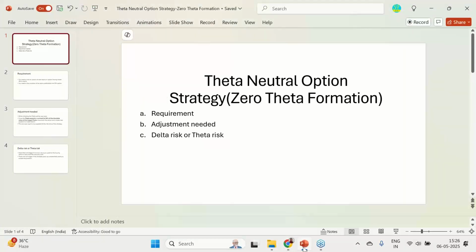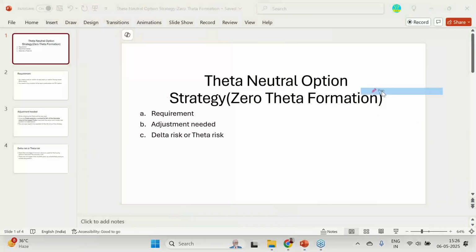So theta is the time value decay the option will go through every day. That is the meaning of theta. Whenever we say theta, it is the time value component of that option which is supposed to get eroded or decayed on that particular day.